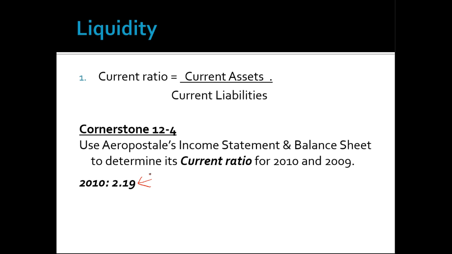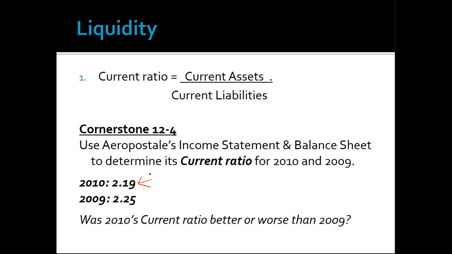Now, if we had done the math for 2009, we would have found that the company's current ratio was 2.25 in 2009. So that begs a question. Was Aeropostale's 2010 current ratio better or worse than it was in 2009? Yes, you were right if you said that Aeropostale actually got a little bit worse from 2009 to 2010 when it came to its current ratio, because if you notice, 2010's ratio is just a little bit lower than 2009's.